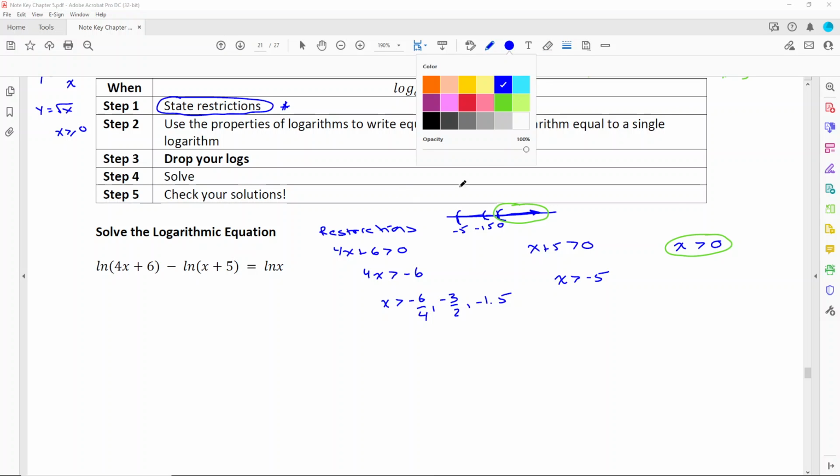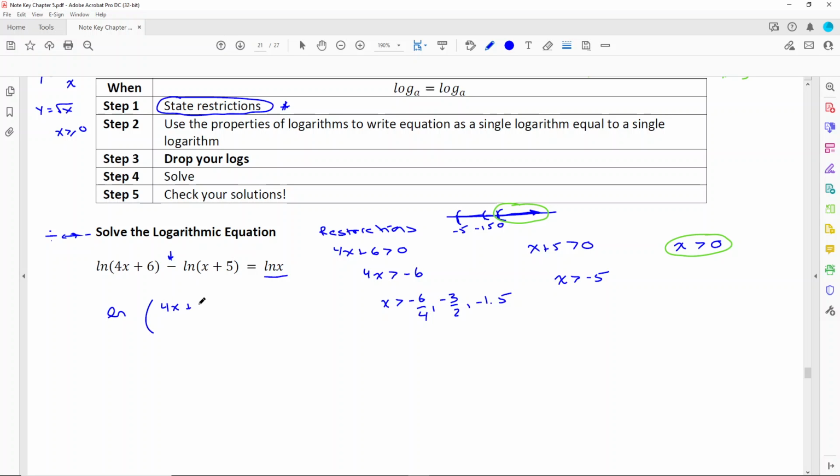All right, so how do we do that? Well, if you look here, you have 2 logs. You have the log of 4x plus 6 minus the log of x plus 5 equal to log of x, right? Log of x, one term. So how do I make these 2 terms into a single logarithm? Well, I use my rules. Because I'm subtracting, I'm going to change it to a division. So division goes with subtraction. So this would be the ln of 4x plus 6 divided by x plus 5 equals the ln of x.